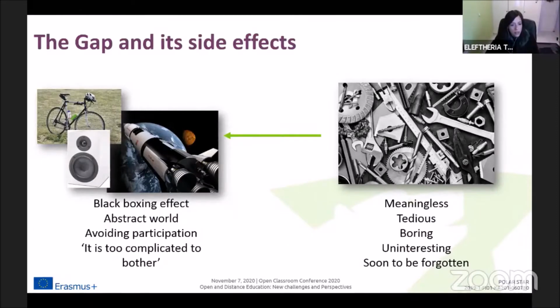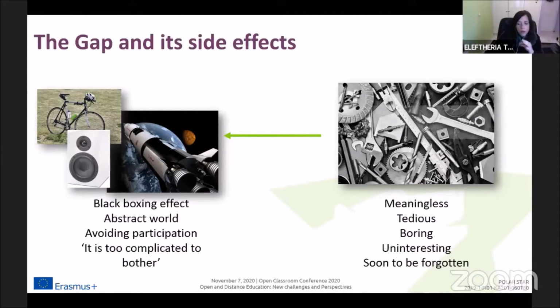but there's this black boxing effect. They never really care to look inside and see, how does this thing work? How is it made? And dive into the technology that they see around them and the phenomena that they see around them. And that often leads them to this idea of an abstract world that they don't really understand how it works. And usually when you ask them to dive into something a little bit more scientific, they avoid participation. They think it's a little bit too complicated to bother.